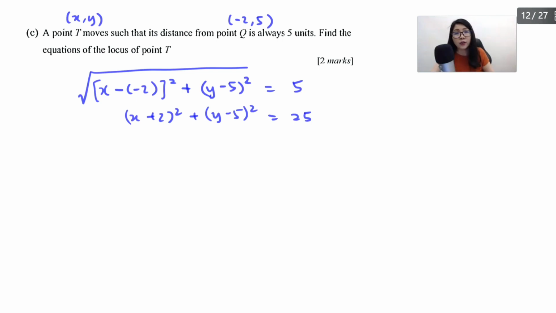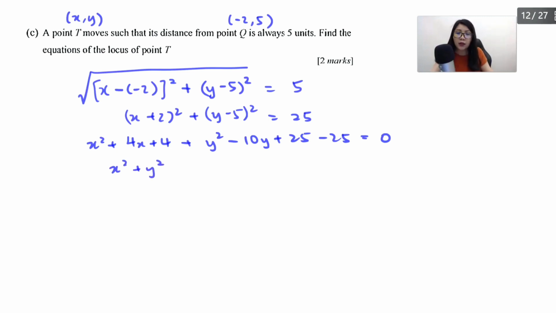After that, we are going to expand all the brackets. So here will be x squared plus 4x plus 4, then plus y squared minus 10y plus 25, then minus 25 equals 0. Now we rearrange it: x squared plus y squared, plus 4x, minus 10y, plus 4.